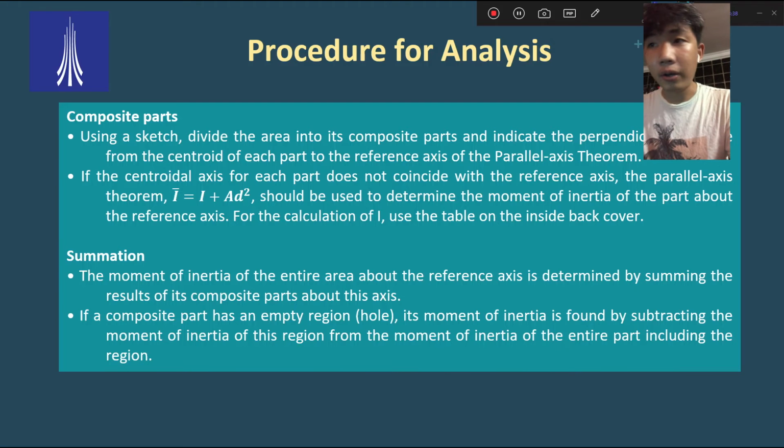First, we divide the whole thing into many composite parts which are easier to understand. And if the centroid axis for each part does not coincide with the reference axis, then we should use the parallel axis theorem. For the summation, the moment of inertia of the entire body is determined by summing the results together, including the composite parts. If it has an empty region, it is subtracted instead of summed.